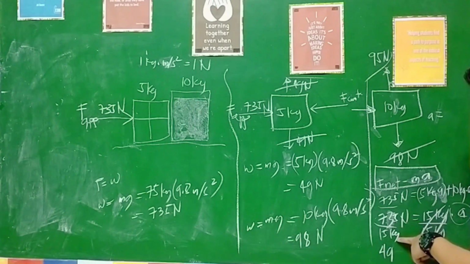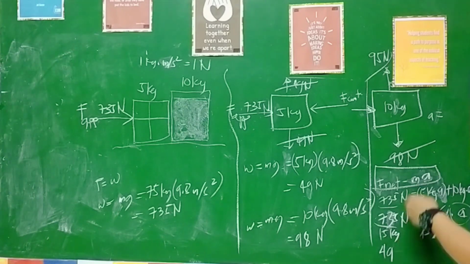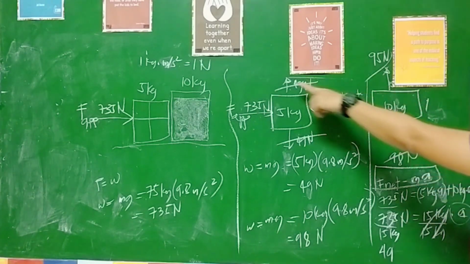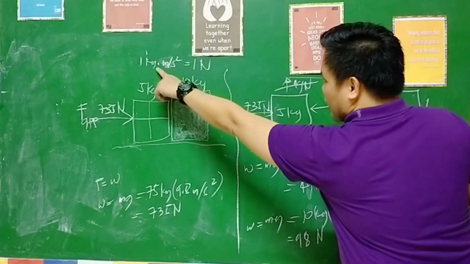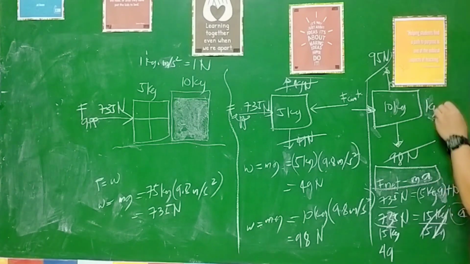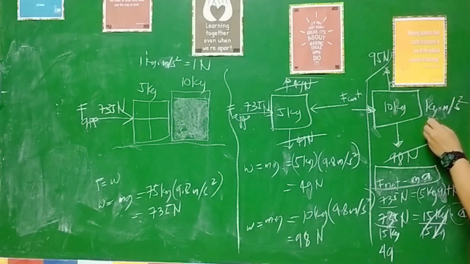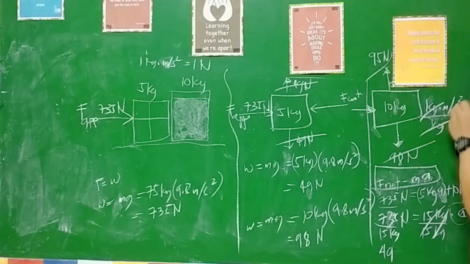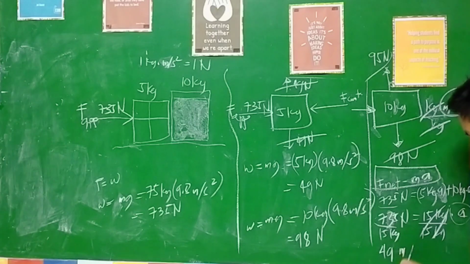So Newton divided by kilogram. So ganito po kasi yan. Sulat ko dito. 1 Newton is equals to kilogram times meters per second squared. So kilogram times meters per second squared over kilograms. So cancel out yung kilograms. The remaining unit is meters per second squared, which is your acceleration.